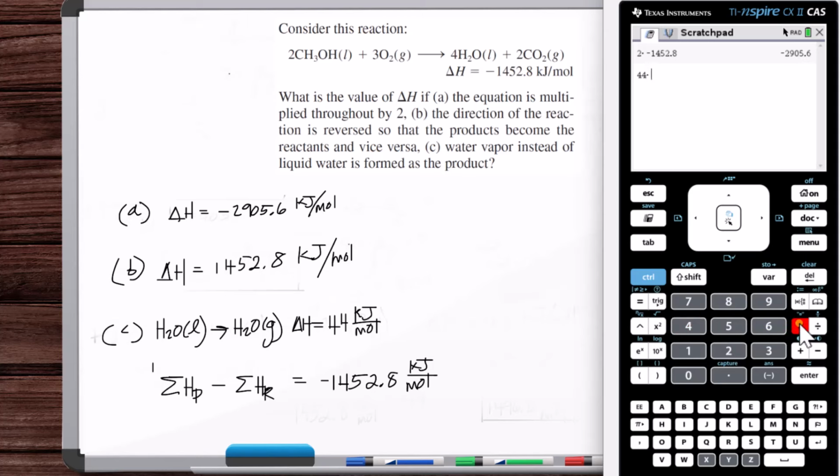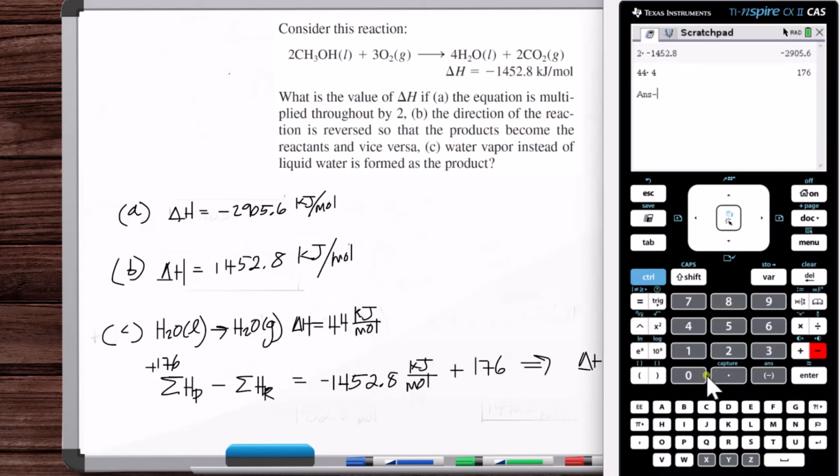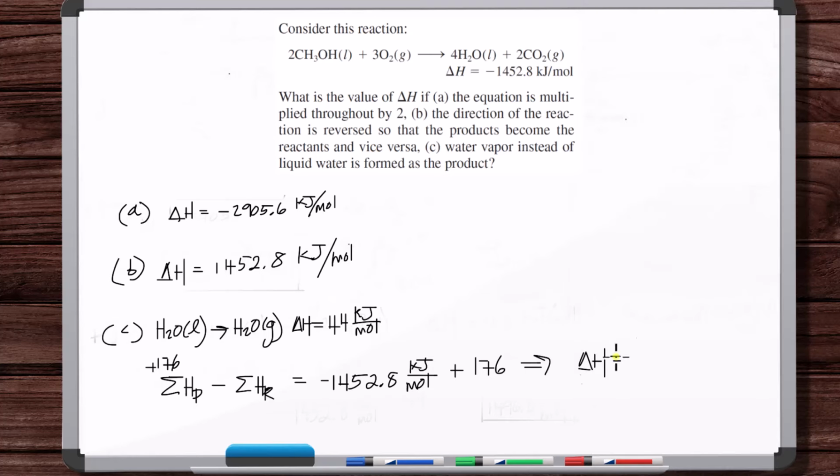So in that case, we take 44 times 4, so 176. So we're going to add 176 here. And to maintain the equality, we add 176 here. So the new delta H is minus 1276.8. And we're leaving this in units of per mole, kilojoules per mole. I know that's really confusing. To me, it's confusing. And we'll see in later chapters why it's done this way.